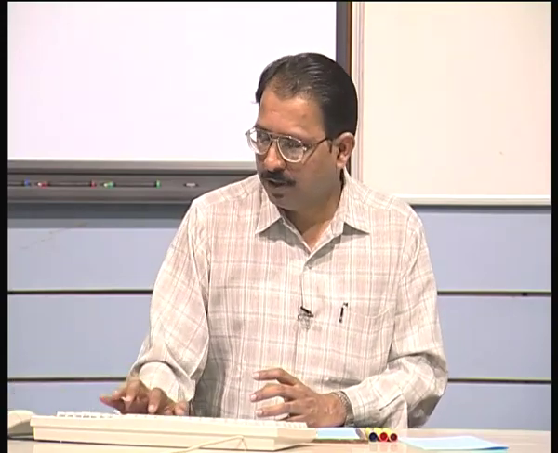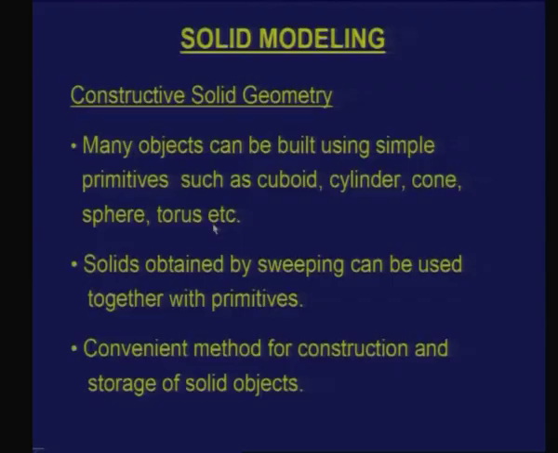Now when it comes to a representation like this, one of the surveys which was conducted many years back says that many of the objects, particularly those used in mechanical engineering, can be very easily built by just 5 primitives. What are those? A cuboid or a box-shaped primitive, cylinder, cone, sphere and torus. A combination of these 5 can give a variety of objects.